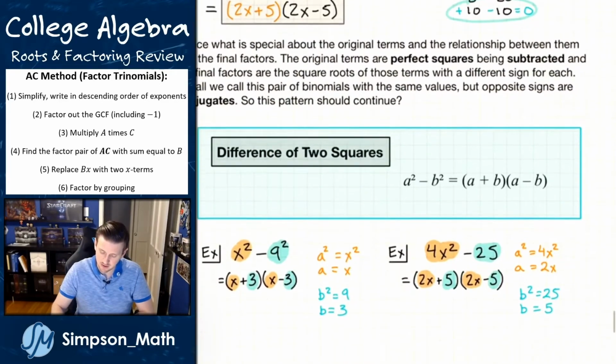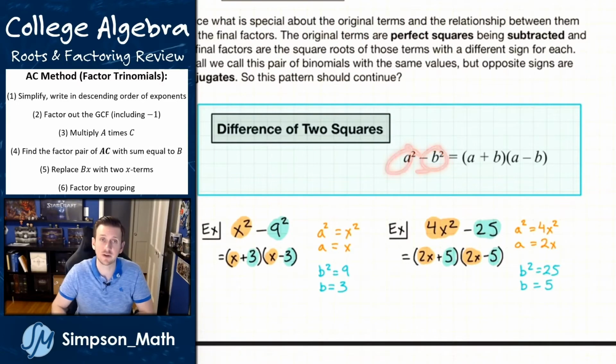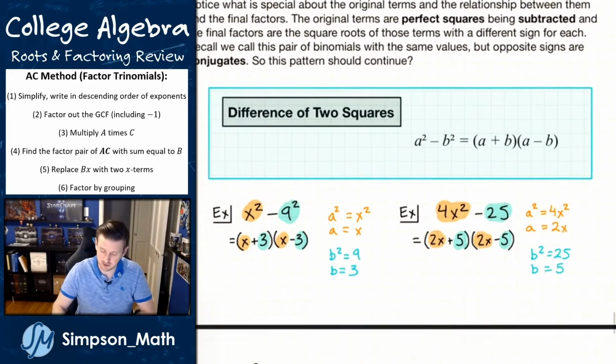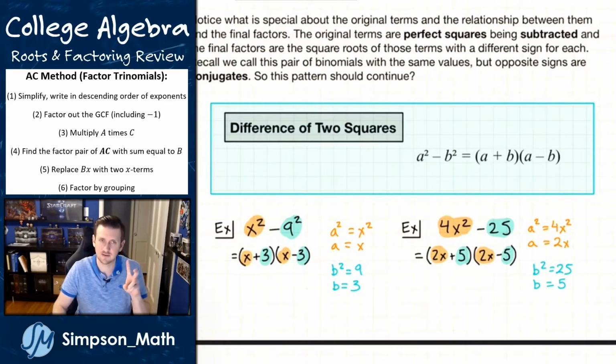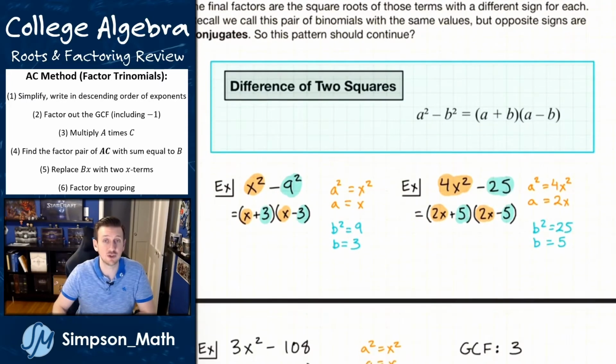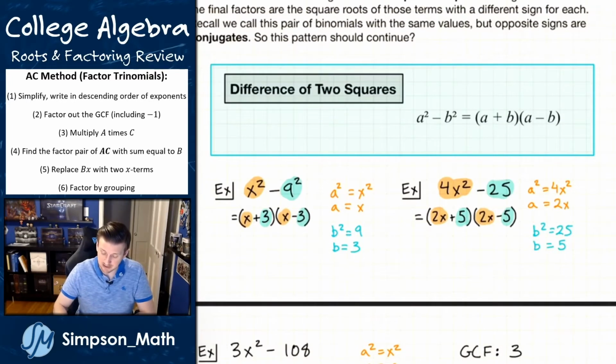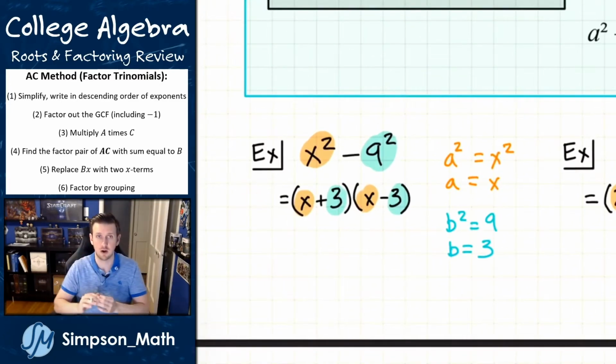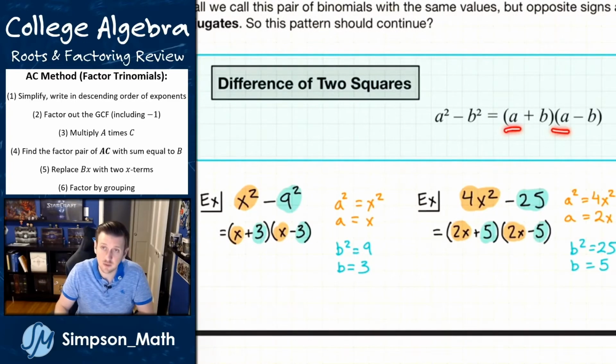So if you ever see a perfect square minus another perfect square, you can immediately jump to this formula: a plus b, a minus b. So from the two that I just showed you, here's how to apply that formula without having to go through all the AC method. So a squared is x squared. That means that a is just x. So I can replace the a's right here with x. And this is 9, so b squared is 9.